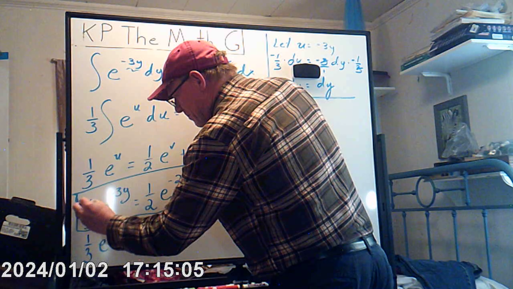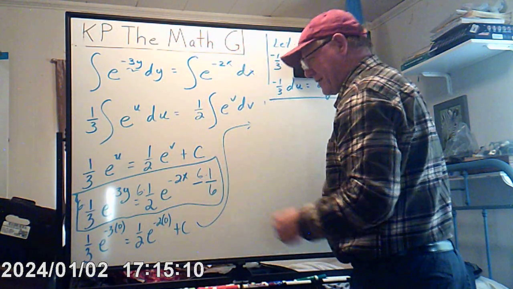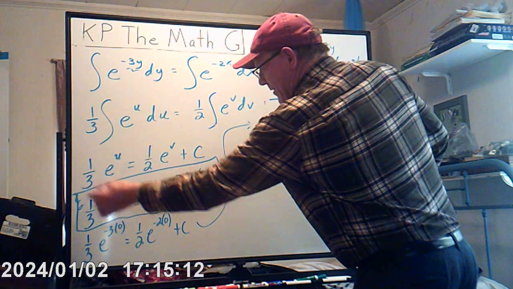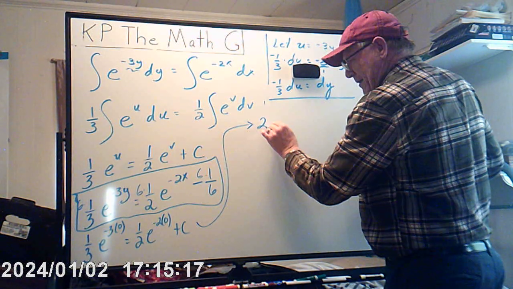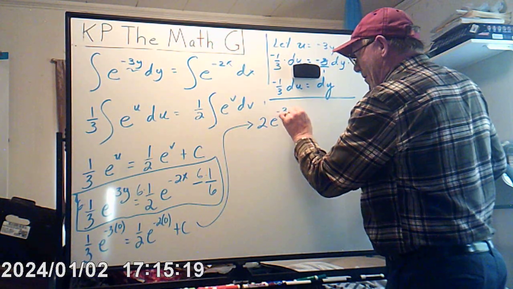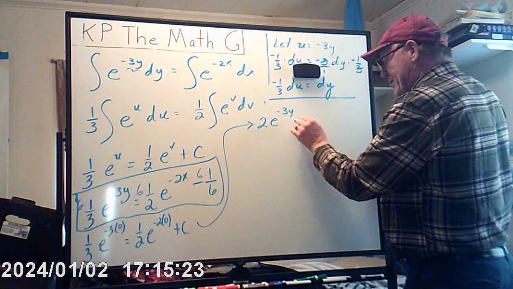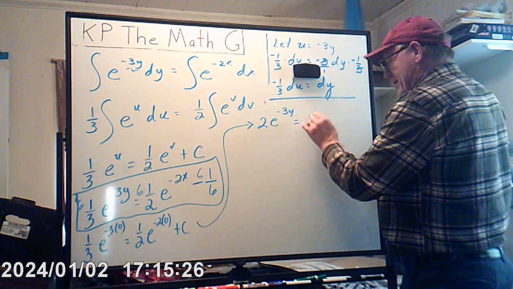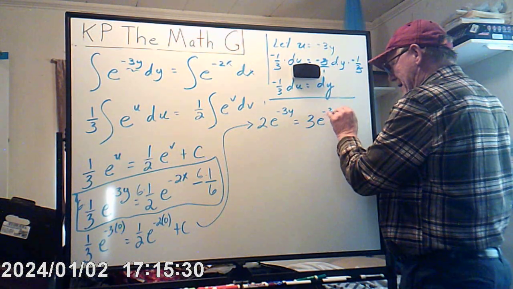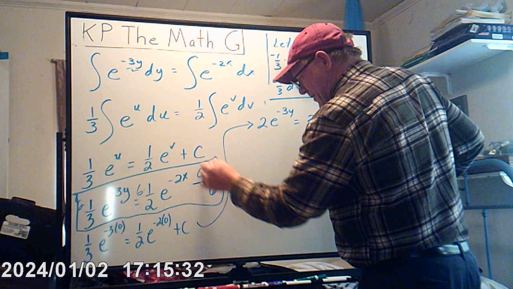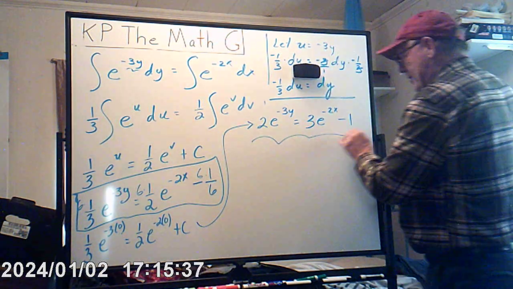So if I multiply this by 6, this term by 6, and this term by 6, now I've got 6 over 3. 6 over 3 is 2. So I could write it as 2 e to the negative 3y. Alright, 6 over 2 is 3 equals, remember there's an equal sign here, 3 e to the negative 2x, and then 6 over 6 is 1, minus 1. So if you want to do that.